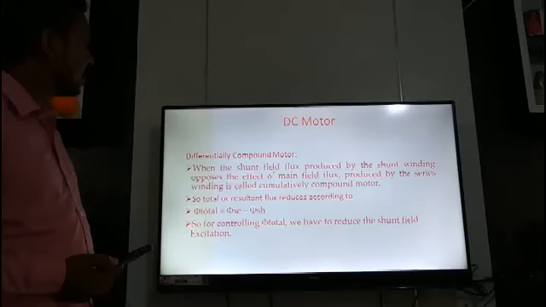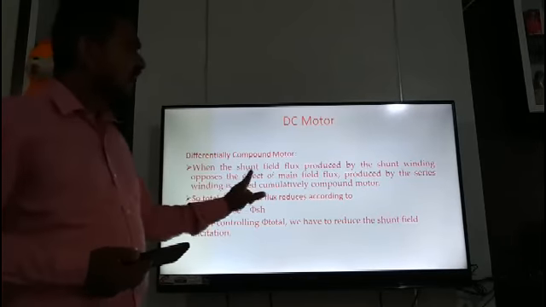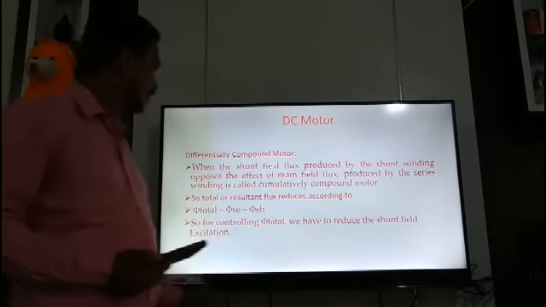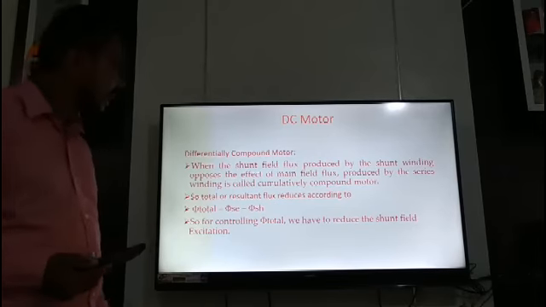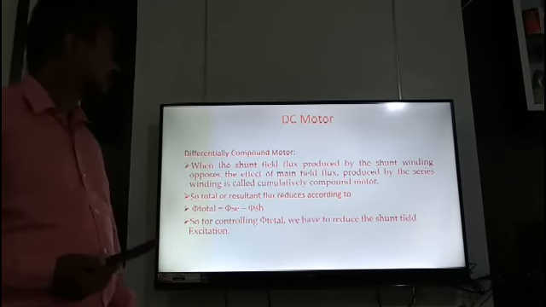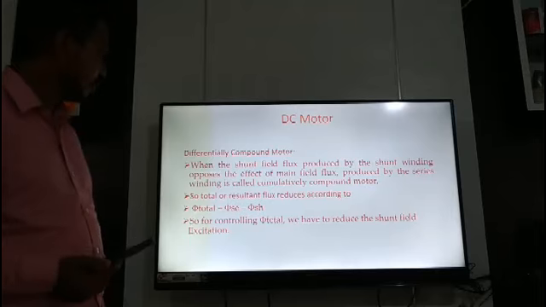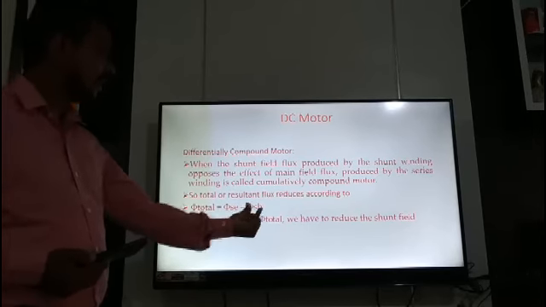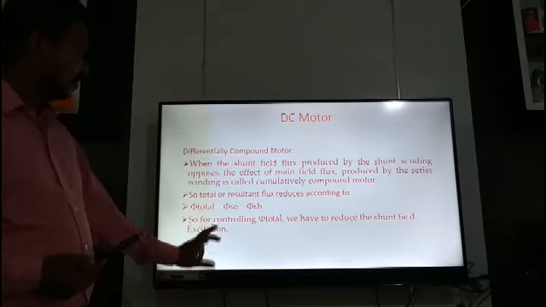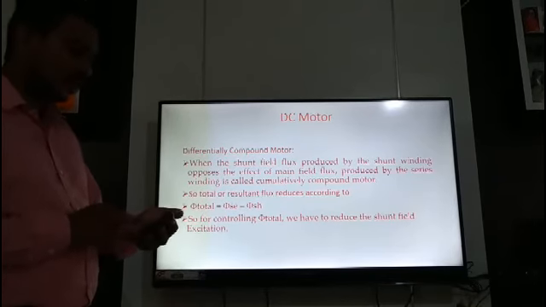Now the differentially compound motor. When the shunt field flux produced by the shunt field winding opposes the main field flux, we say that the motor is a differentially compound motor. So the resultant flux phi total is equal to phi SC minus phi SH. This is the differentially compound motor.